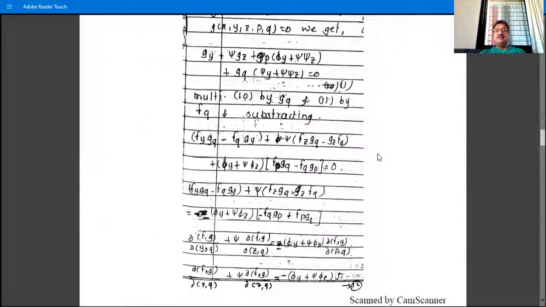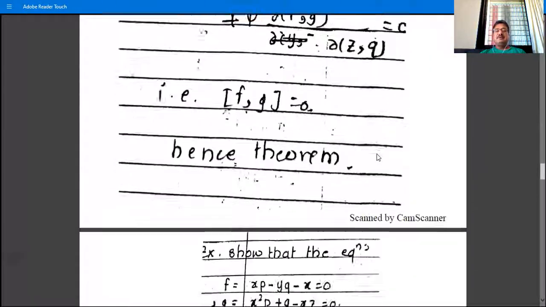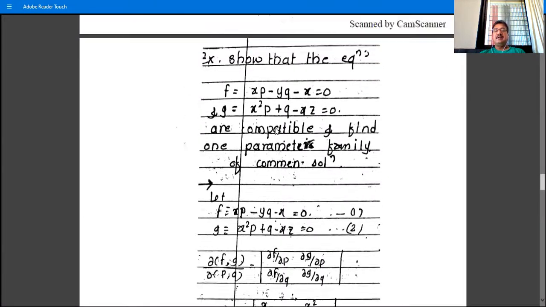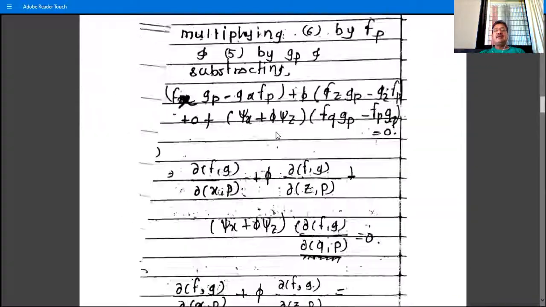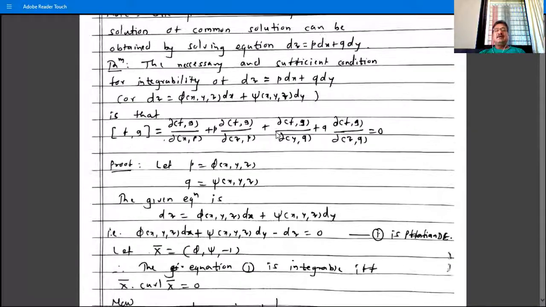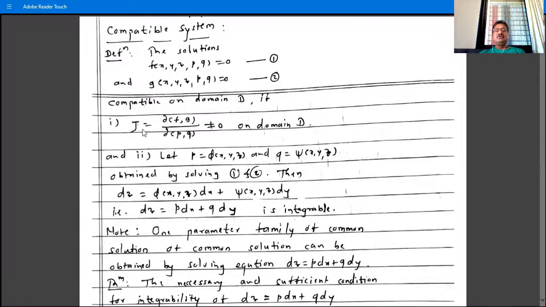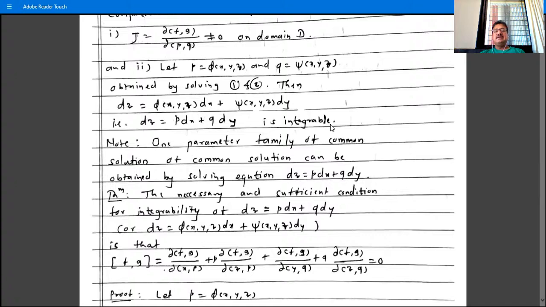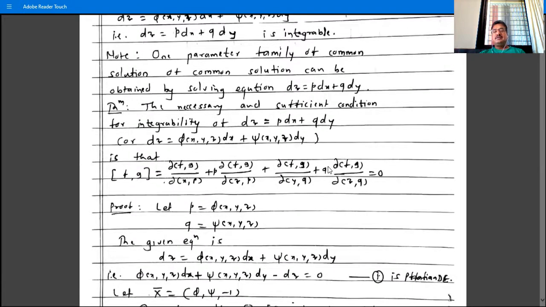So we will see examples on this topic in the next lecture, that is, show that these two equations are compatible. How can we show that these two equations are compatible? We use the theorem as well as the definition. That is, we show that the Jacobian is not equal to 0, and then show that dz is equal to p dx plus q dy is integrable. That is, we show this is equal to 0. This addition of four quantities is equal to 0. So we will see the examples in the next lecture.